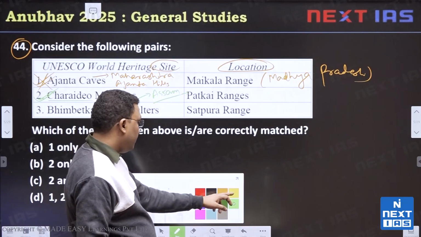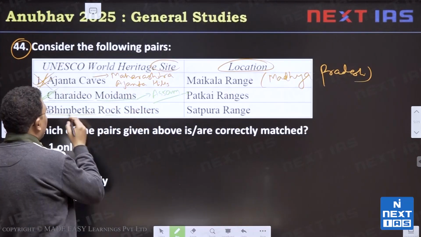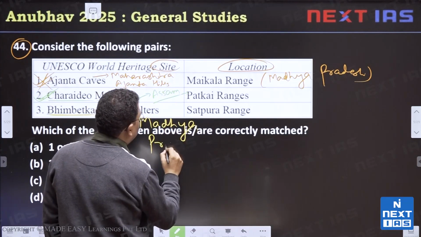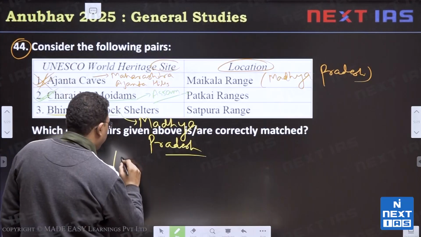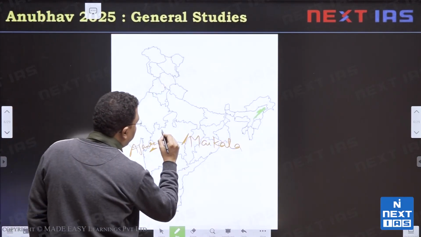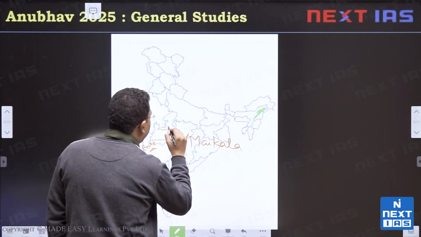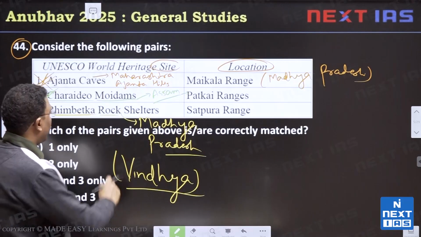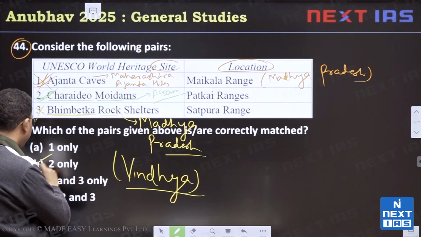Now let's see the third pair. Third pair is basically Bhimbetka rock shelters, and second column says Satpura range, right? So we all know that Bhimbetka rock shelters are located in Madhya Pradesh, and they are famous for their prehistoric rock paintings, right? And these rock shelters are located in actually Vindhya range, right? So let's see them on map. They are located somewhere here, Vindhya range, and Satpura is located latitudinally below this Vindhya range. So these are Vindhya and this is Satpura. So that means Bhimbetka rock shelters are not located in Satpura range. Third is also not correctly matched. So that means correct answer here will be B, 2 only, right?